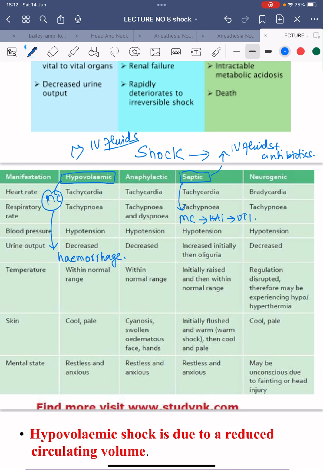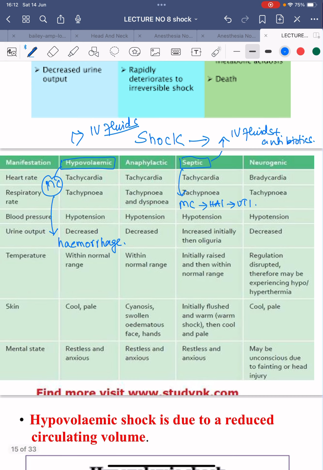If still the blood pressure of the patient is not managing, then in a patient with septic shock, please remember the drug of choice is norepinephrine. This is a very important MCQ, you must remember. Okay, then a very important thing: all shocks have tachycardia, but there is only one shock in which the patient develops low heart rate or bradycardia. So the answer is neurogenic shock.